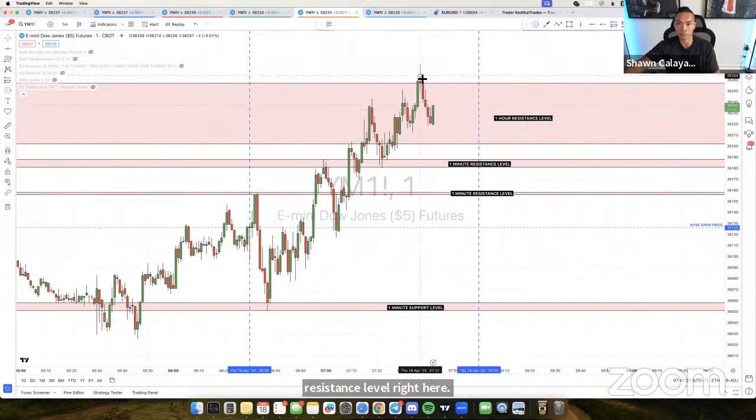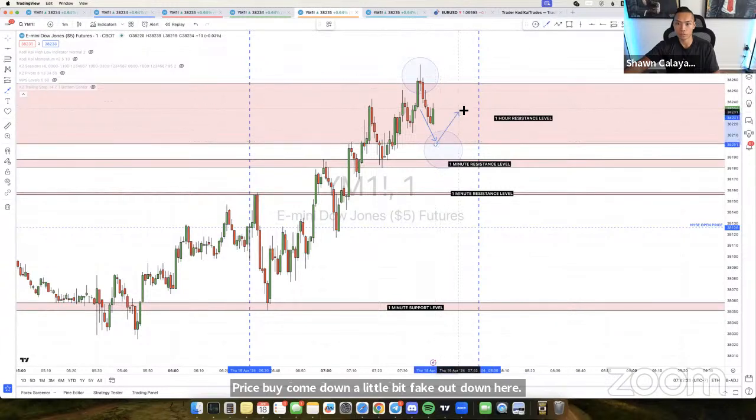You can see how the fake out happened up here. Price probably comes down a little bit, fake out down here. Probably comes back up, does the same thing over and over again. So I think that's about it.